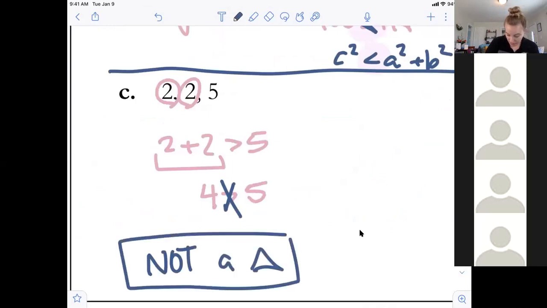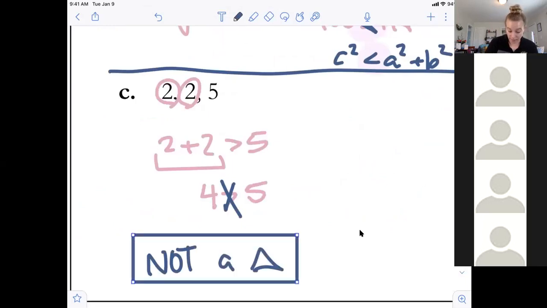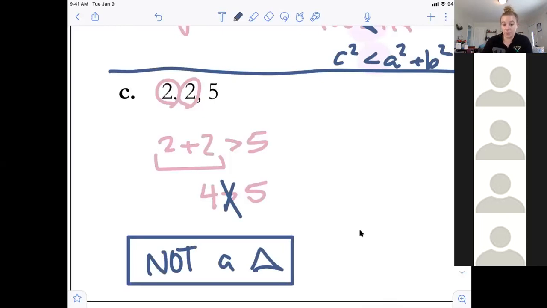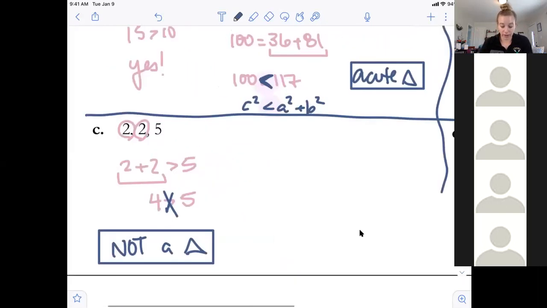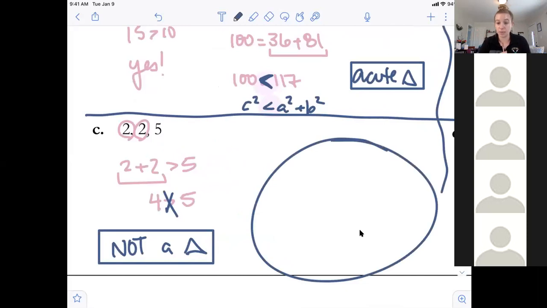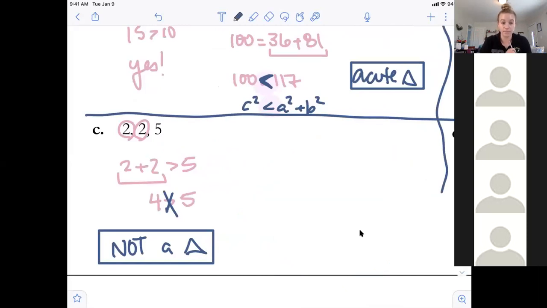So because it's not a triangle, I don't have to do the other step. I can't decide what kind of triangle it is because it's not a triangle. So I tried it. It doesn't work. I just write not a triangle and then I move on. So I've got one less step. I don't have to do any of this work over here because it's not a triangle.